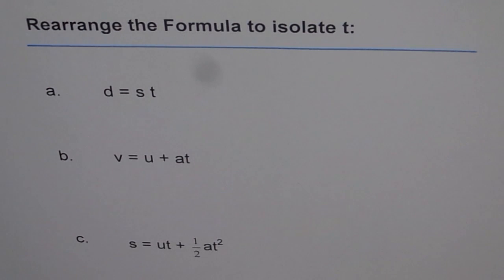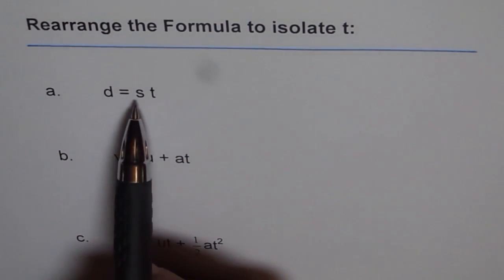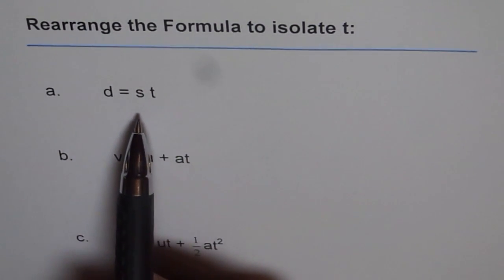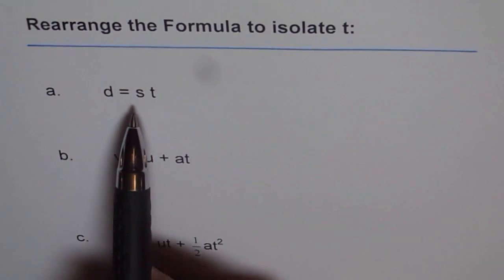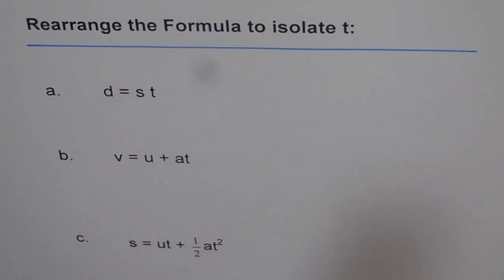So how to isolate t from these equations? First one, let's get into the first one. D equals st. We want t. That means we want to get rid of s from the right side of the equation. How will I get rid of s? One way is to divide by s on both sides, right?